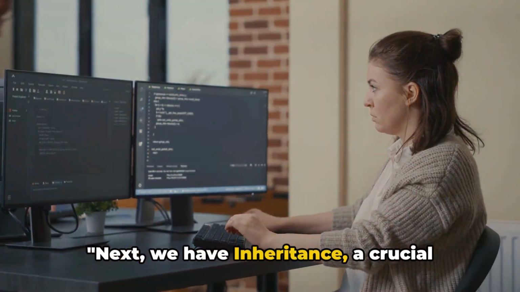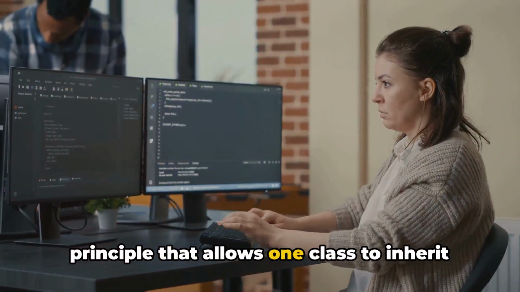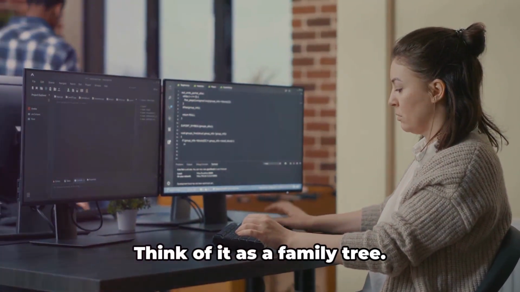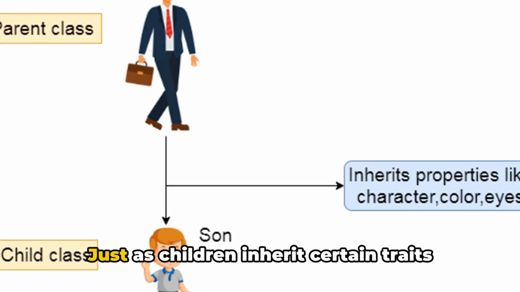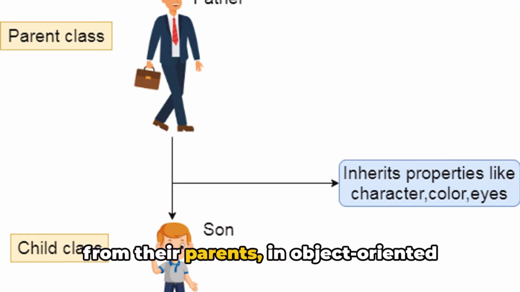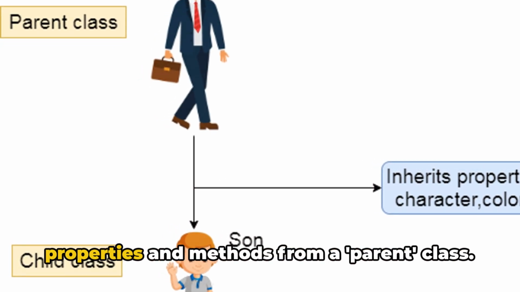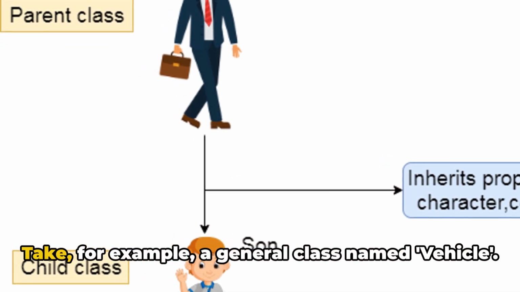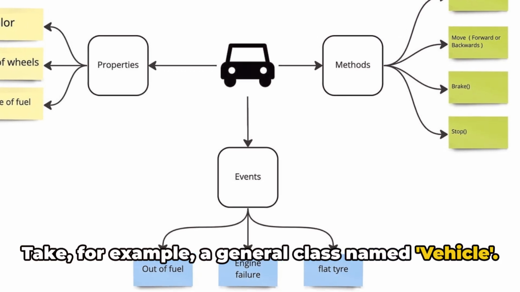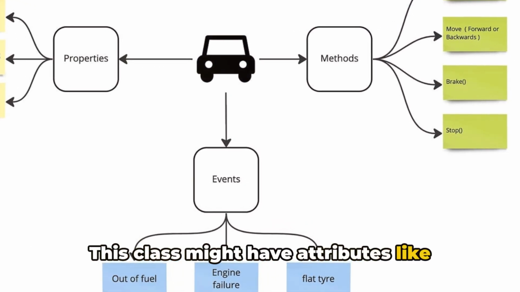Next, we have inheritance, a crucial principle that allows one class to inherit traits from another. Think of it as a family tree. Just as children inherit certain traits from their parents, in object-oriented programming, a child class can inherit properties and methods from a parent class. Take, for example, a general class named vehicle. This class might have attributes like color, weight, and methods like start, stop.